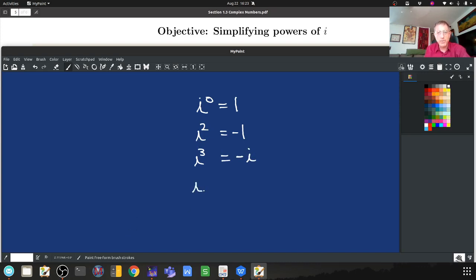So i to the 4th, let's figure out what i to the 4th is. Well, i to the 4th is i squared squared, which is equal to minus 1 squared, and minus 1 squared is minus 1 times minus 1, which is equal to 1. So i to the 4th is equal to i to the 0th. So it turns out that the pattern repeats itself.